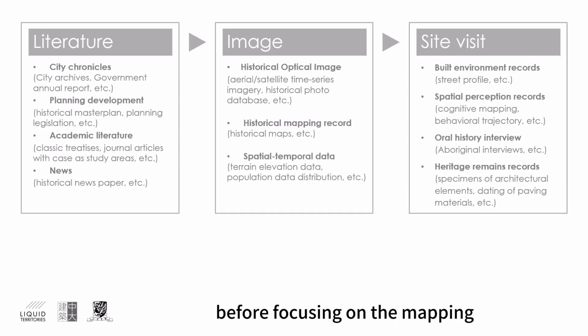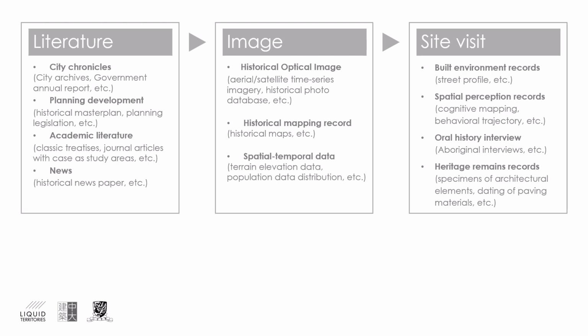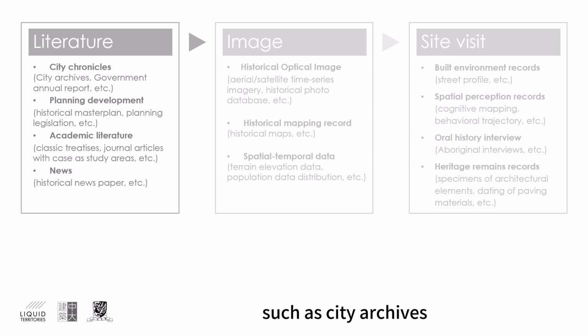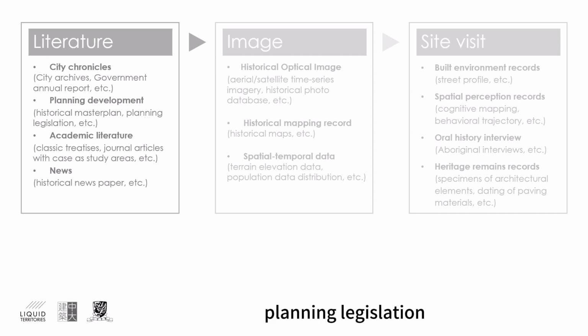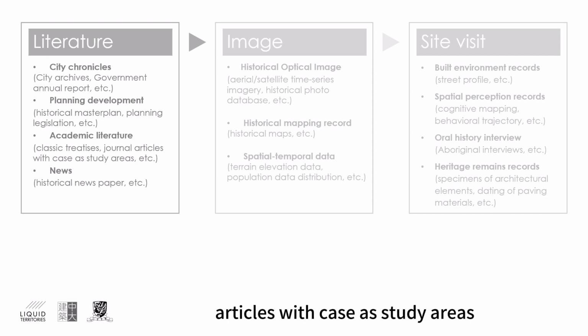Before focusing on the mapping, let's look at the research resource for historical urban transformation, which can be classified into 1. Literature, 2. Image, and 3. Site visit. First is the literature, which includes city chronicle information, such as city archives, government annual report, planning documents, such as historical master plan, planning legislation, academic literature, such as investigation report, articles with case as study areas, and news, such as historical newspaper.